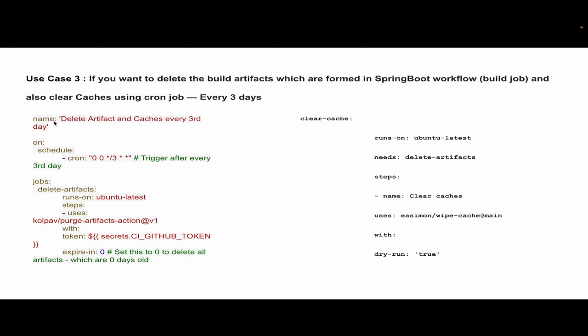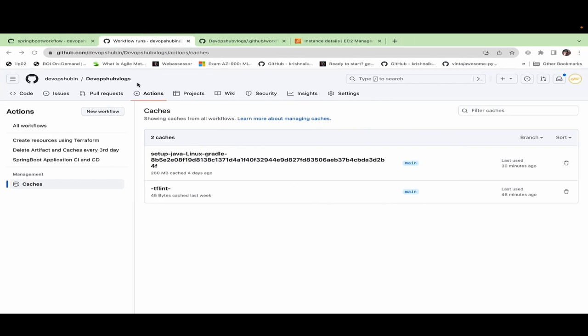So here what we are doing, in the first job we are deleting. This is the expression, it is triggering every 3rd day. It is running on the Ubuntu latest machine. Using this action with the token ID, it is deleting every artifact which is present there. And in the clear cache job, it is using this action easymon wipe, and every time it is deleting the caches. So let me show you how it is deleting.